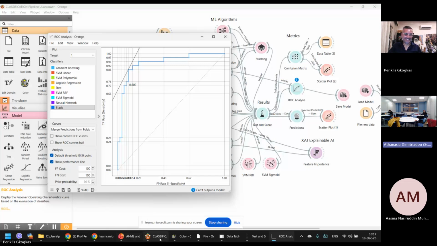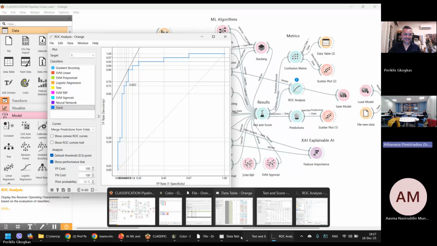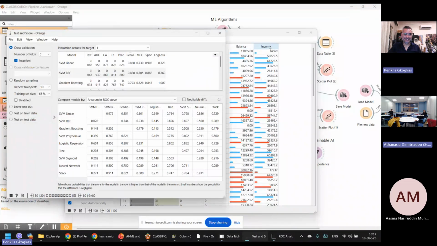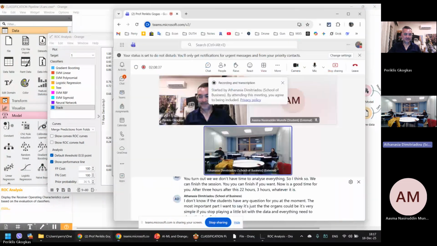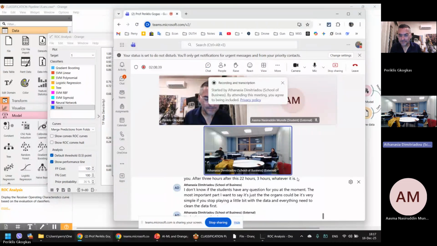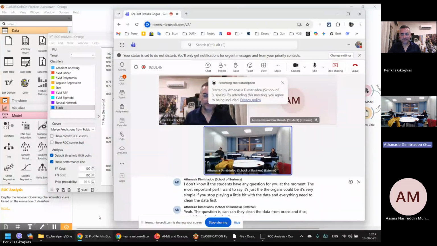The most important part that I want to say is that Orange is very simple. If you start playing a little bit with the data, you need to clean the data first. Yeah, the question is, can they clean the data in Orange? And if so, could they clean the data before starting to do anything based on the algorithms?